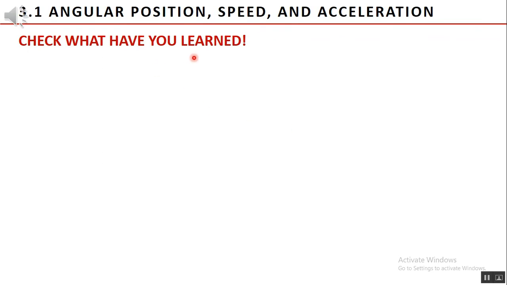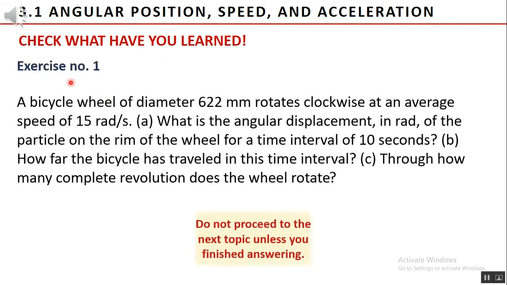Now, let us check what you have learned. Exercise number 1. A bicycle wheel of diameter 622 mm rotates clockwise at an average speed of 15 radians per second. Letter A. What is the angular displacement, in radians, of the particle on the rim of the wheel for a time interval of 10 seconds? Letter B. How far has the bicycle traveled in this time interval? Letter C. Through how many complete revolutions does the wheel rotate?